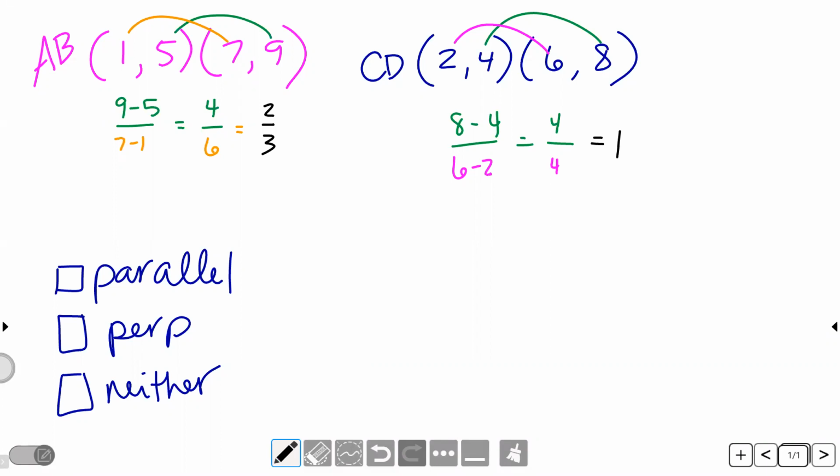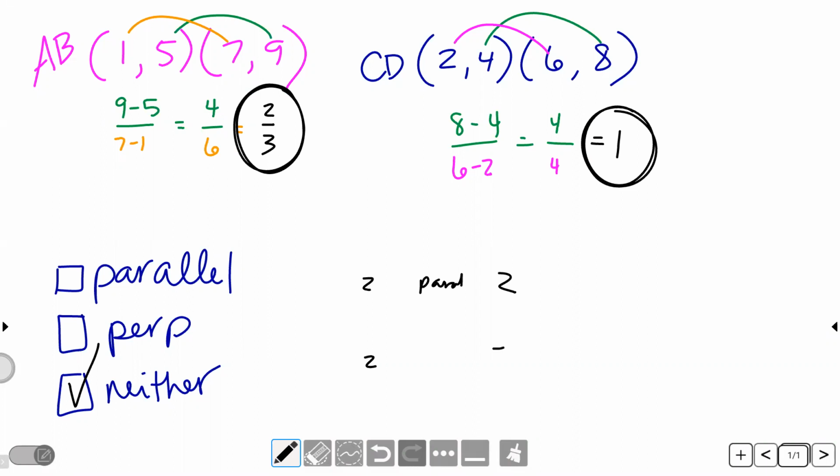All right, so hopefully you realize if one of them has a slope of 2/3 and one of them has a slope of 1, you're gonna pick neither. When you get 2 and 2, that's when you pick parallel. When you get 2 and -1/2, that's when you pick perpendicular. So it's a lot of vocab. You have to know your vocab, because even if you know the math, not knowing your vocab, you still pick the wrong answer. So I think what else is on there?